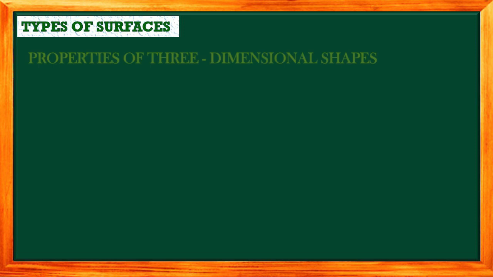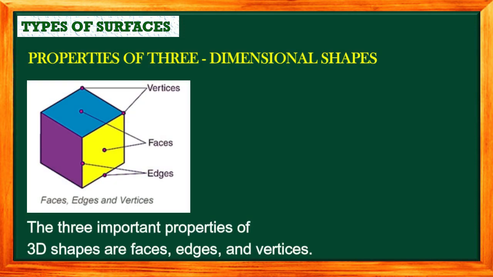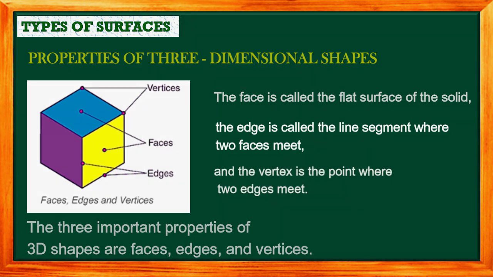Properties of three-dimensional shapes. The three important properties of three-dimensional shapes are faces, edges, and vertices. The face is the flat surface of the solid. The edge is the line segment where two faces meet, and the vertex is the point where two edges meet.